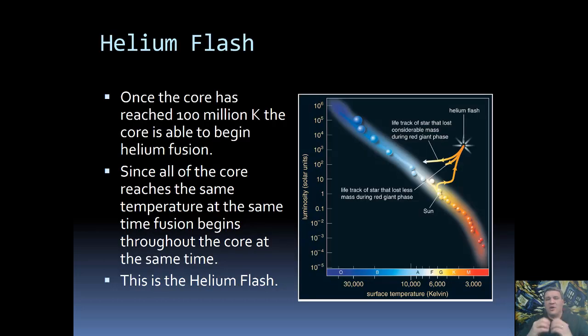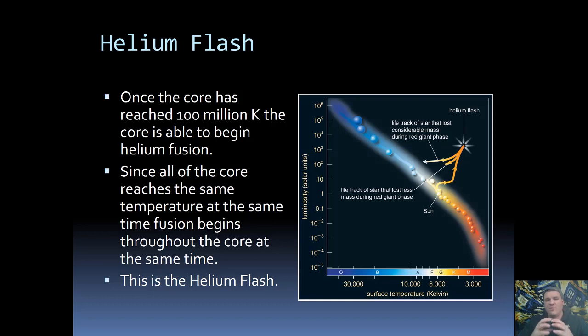Once the core has shrunk and heated up to around 100 million Kelvin, then it is now hot enough for helium fusion to begin. Now, the reason why we have to have a higher temperature for helium fusion is because we now have two protons in the nucleus, meaning we have double the charge, and if you remember, positive and positive repel. So because of that, they have to be going faster to get close enough to actually fuse, so we have to have a much higher temperature.